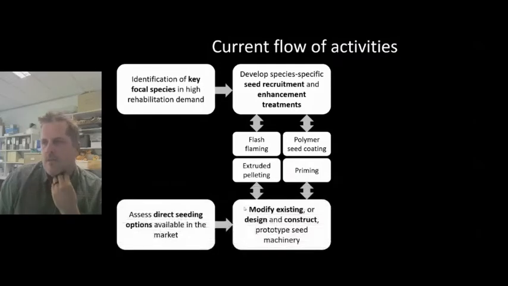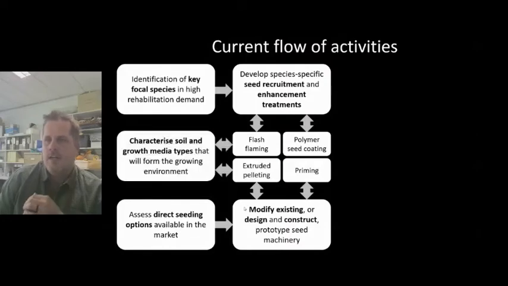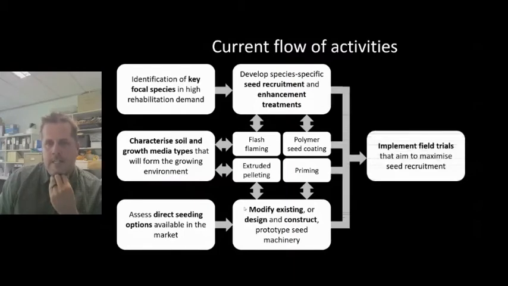And then we've been working closely with mechanical engineers to look at direct seeding options that might be in the market. Can we modify that existing direct seeding equipment if they don't perform? How can we design and construct whole new bits of machinery? And then working closely with our soil scientists to understand the growing environment, and then also of that soil type, whether we can use the microbes and the beneficial nutrients to add into some of these seed enhancement technologies, such as extruded pelleting and coating, and then a range of field trials.